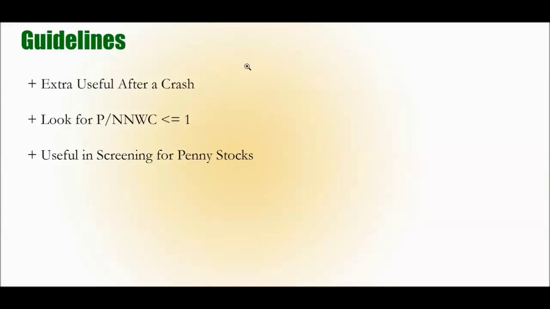Guidelines. Okay, so this indicator, one, is really useful after a crash. When there's panic selling, a lot of companies may sell below their net working capital. So the idea is after a crash, you're going to see more companies that have a price to net working capital of under 1, which means you could buy up all the shares, sell the assets, and you're going to have more money. You don't even have to really do anything. So the general idea here is that when price to net working capital is below 1, you're finding stocks that are really undervalued.